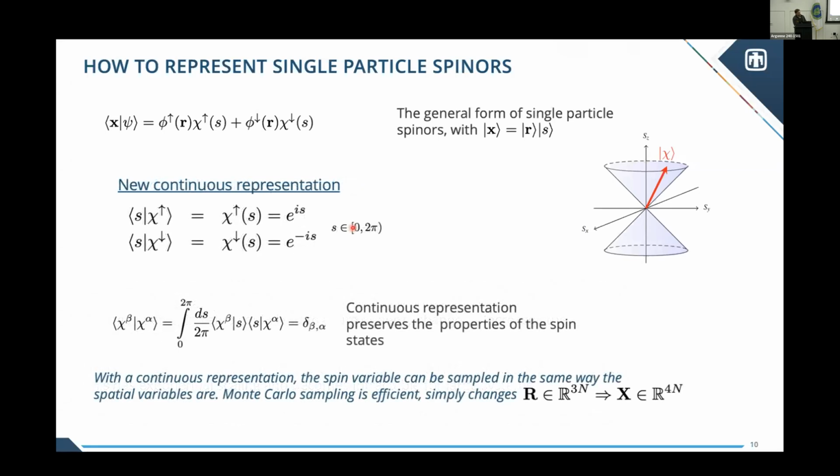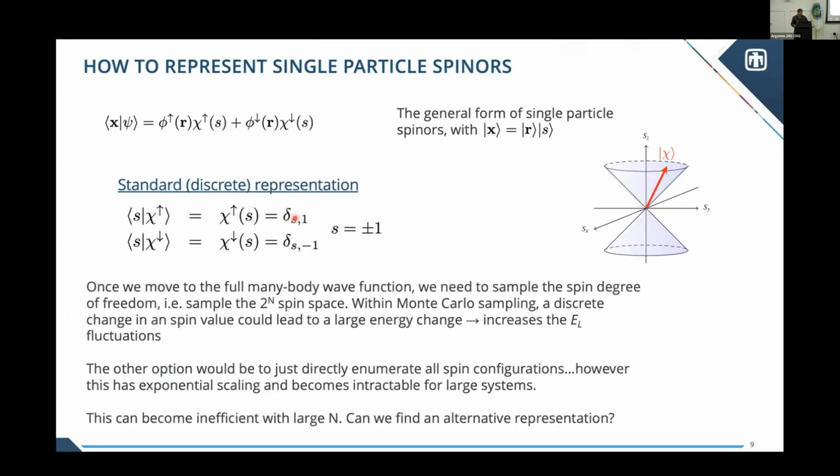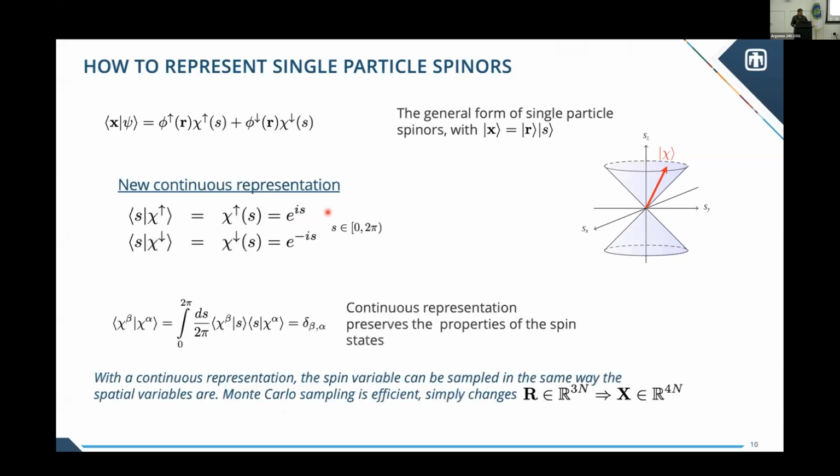The way in which we have chosen to do this in QMC is to work with a continuous representation, where now these spin functions, instead of being Kronecker delta functions, are some complex phase, and the spin variable is now continuous. Whenever the spin hits the up state, you get this e to the is, and whenever the spin hits the down state, it gives you an e to the -is. And so your full spinor now looks like some up orbital times a phase factor plus some down orbital times another phase factor.